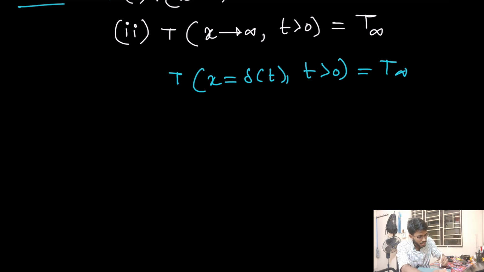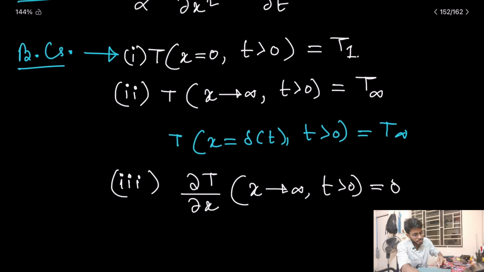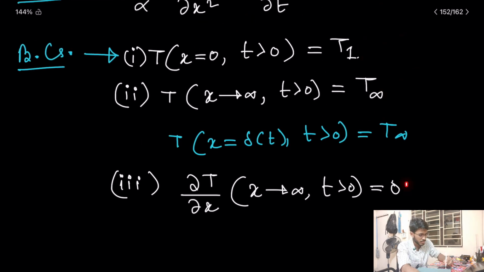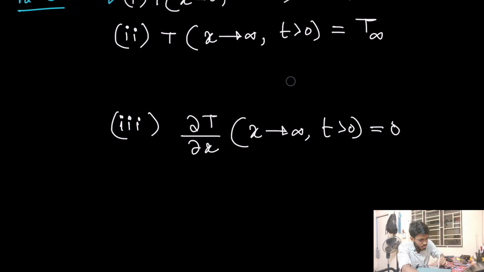That means I can also write this one: del T del x, x tending to infinity, is equal to 0. These are the accurate boundary conditions. And why was the earlier one not accurate? Because mathematically there exists no such finite heat penetration depth where we can get T equal to T infinity. So previously that was an approximate solution. That is why we could put that type of boundary condition.